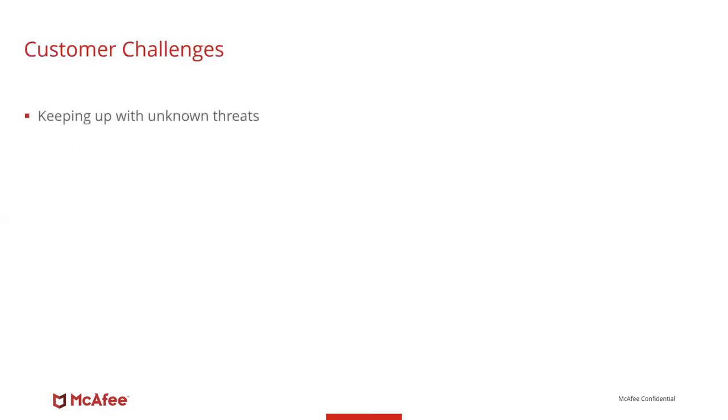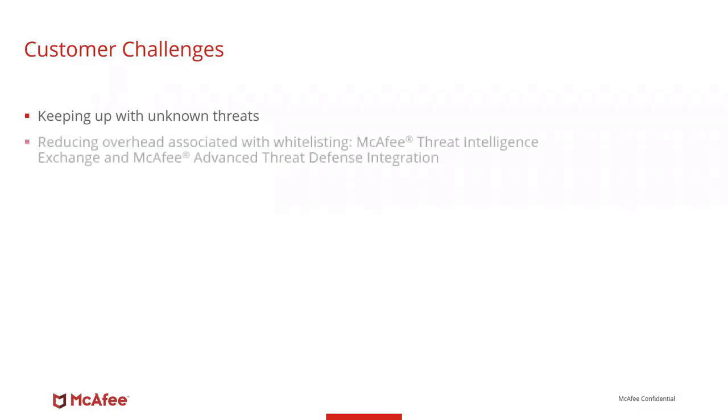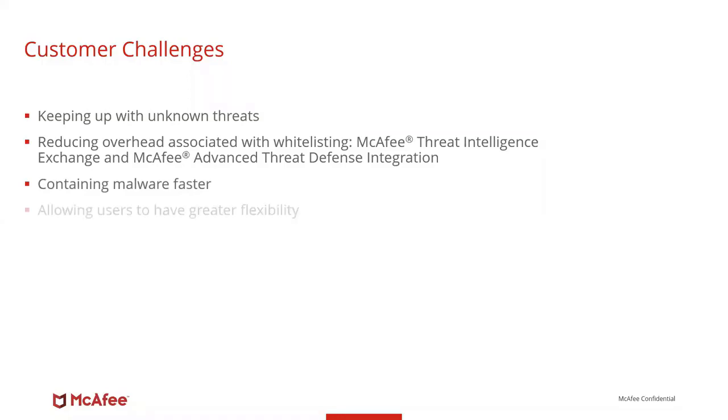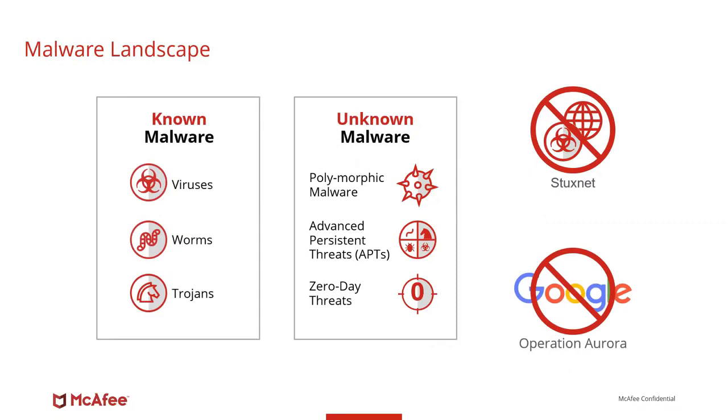So some of our customer challenges are keeping up with unknown threats. We reduce some of that overhead by tying in McAfee Threat Intelligence and ATD. This helps us contain the malware faster and also allows users to have greater flexibility. So this is kind of what the malware landscape looks like. You can see there's known malwares, viruses, worms, and Trojans. There's unknown malwares, your APTs, your zero-day threats. And then you had the old school ways of Stuxnet and Operation Aurora.